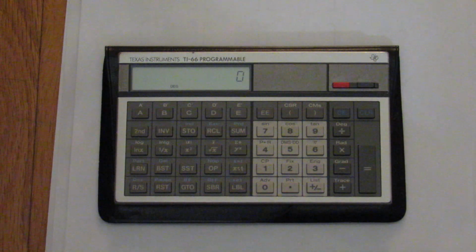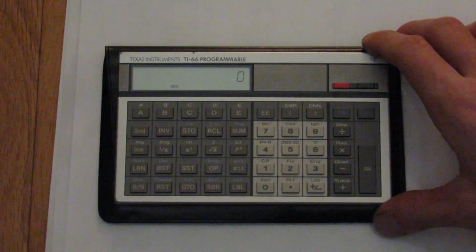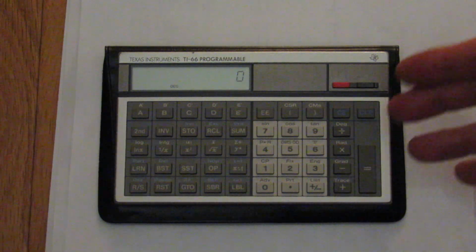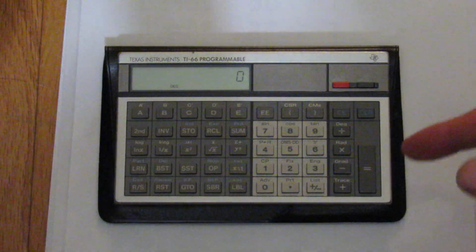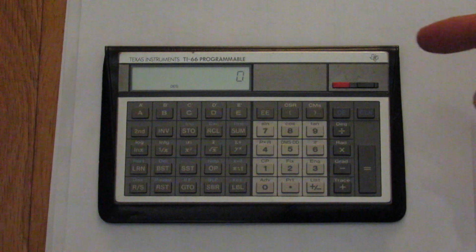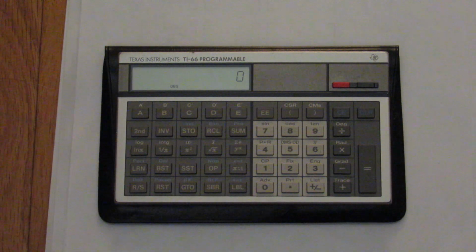It is quite a slow calculator. I think it's even slower than the TI-58C and 59. I believe the clock speed's around 200 kilohertz. So while on the plus side you get ultra-long battery life, the downside is that this is extremely, extremely slow. Okay, so let's see if there's anything else I wanted to show you there.